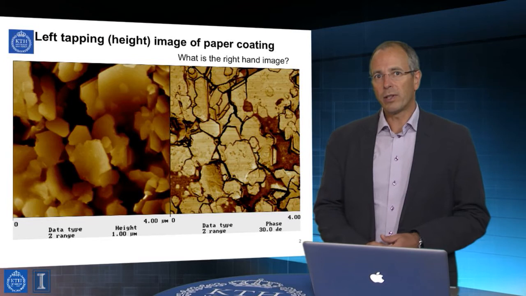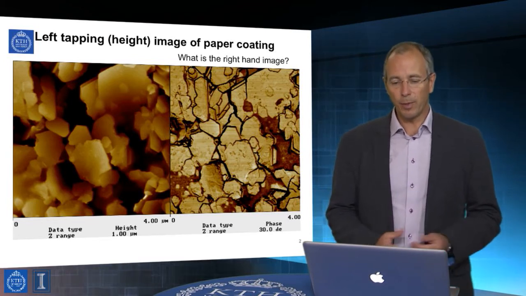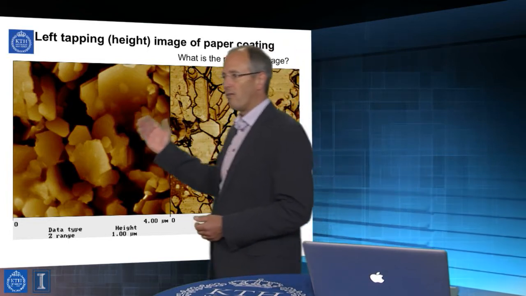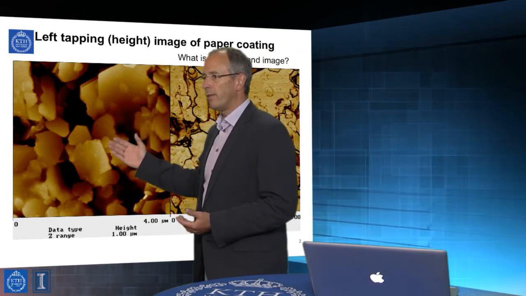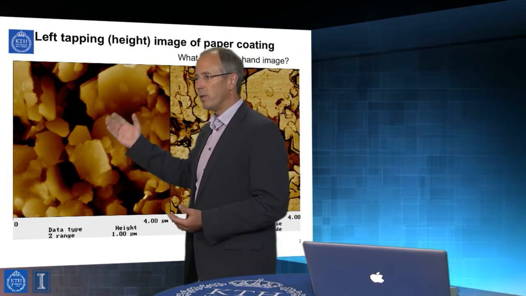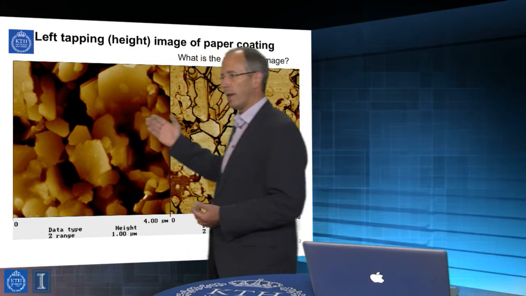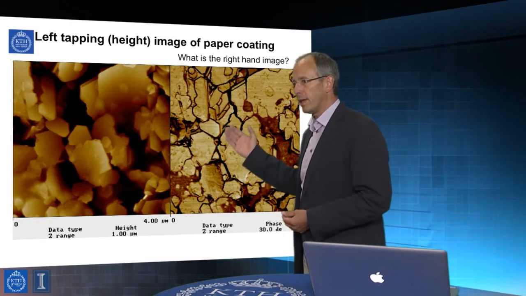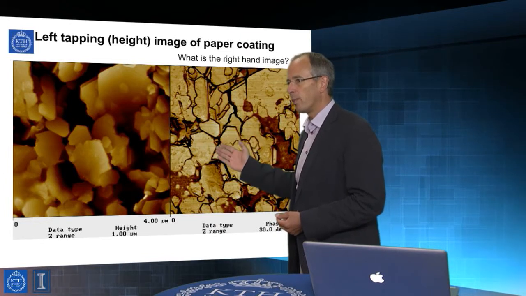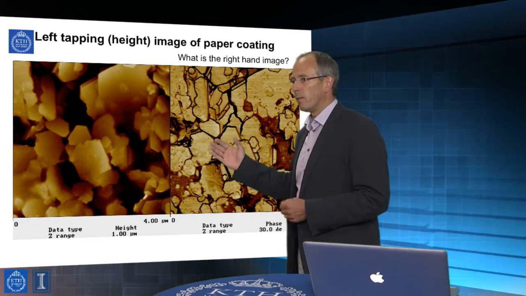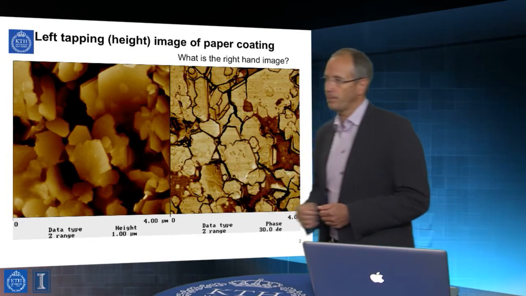So if you remember, we finished the last video with this image where we saw this very, very high relief topographic image. These are minerals sitting on in a paper coating. And then we looked at this second image, which is taken simultaneously, but which has no topographic information whatsoever. And the question we ask is, what is this image?